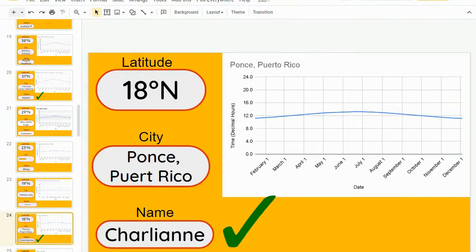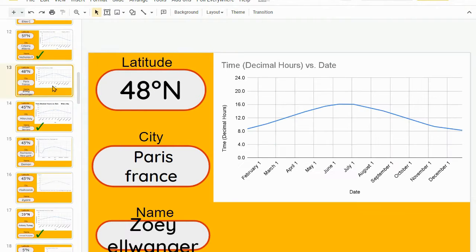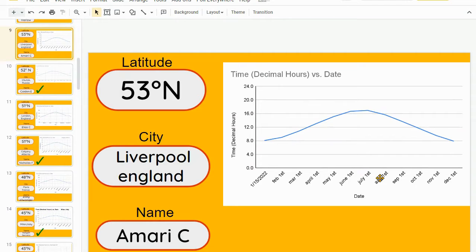If you remember looking at these graphs, September 21st, 12 hours. Doesn't matter where I go around the world. September 21st, 12 hours. If you're still working on the lab and you're looking for something that compares the graphs, September 21st is always 12 hours.